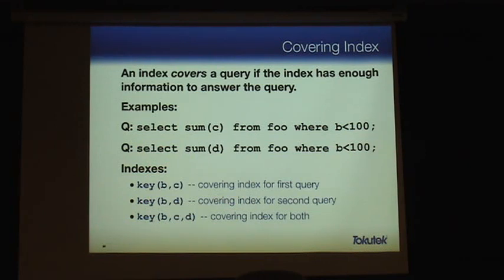And that brings us to a covering index. An index is said to cover a query if the index has enough information to answer the query. So let's take a look at a couple of examples. You have one query, select some C where B is less than 100, and another, select some D where B is less than 100. An index of B, C covers the first query, because the only columns referenced here are B and C. The key B, D covers the second query, and a key of B, C, D is a covering index for both.